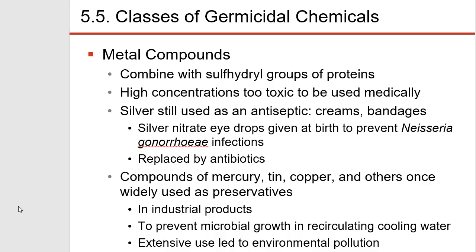We also see compounds of mercury, tin, and copper that are used as preservatives as well. But now they are strictly regulated. As you can imagine, we don't want to taste mercury, tin, or copper in our food. You'll see that tuna and certain other fish have tons of mercury, and they want you to limit that.